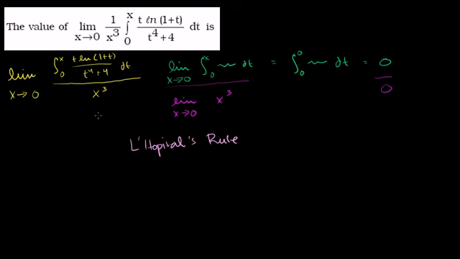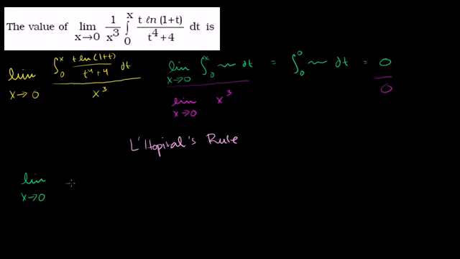But this just tells us if we evaluate the limit of the numerator as it approaches 0 and the limit of the denominator as it approaches 0, and we get an indeterminate form, then this limit is going to be the exact same thing, assuming the limit exists, of the limit as x approaches 0 of the derivative of this expression over the derivative of this expression.